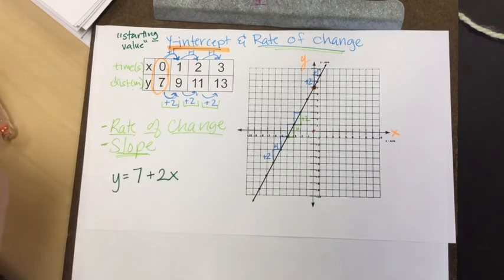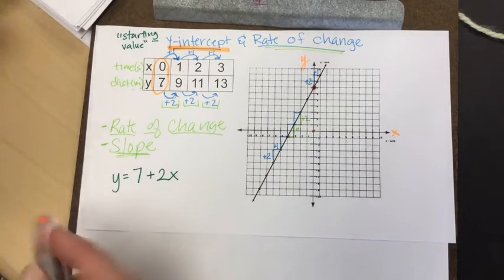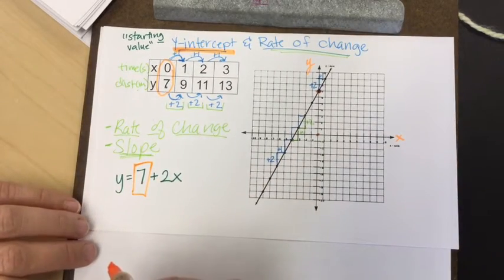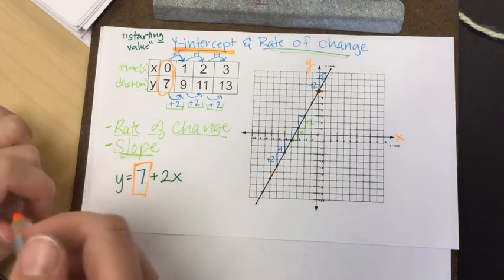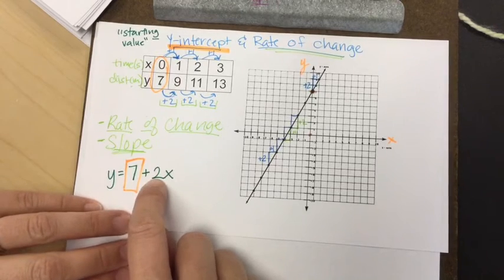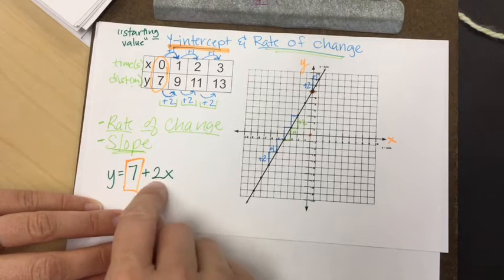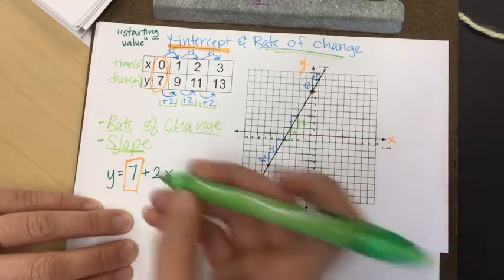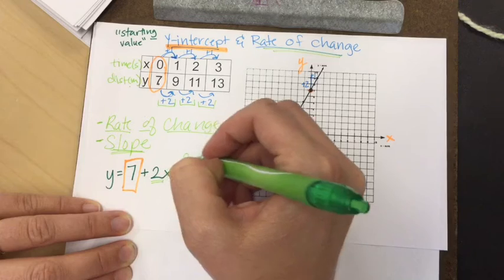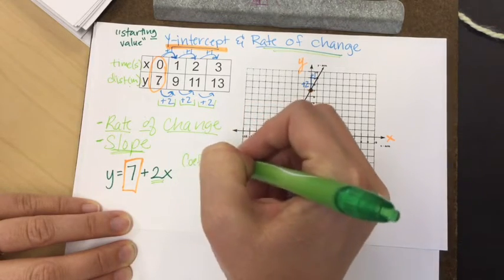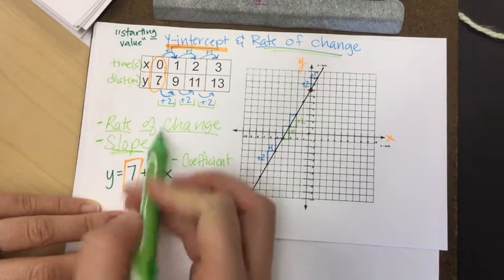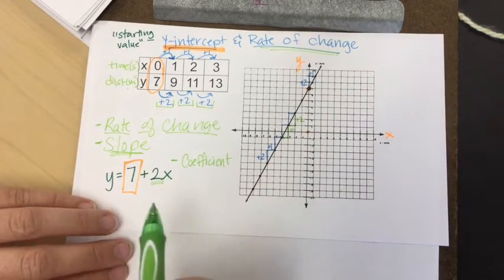Okay, so in linear situations, this starting number, the y-intercept, just stands by itself. And this number in front of the x, the 2, is our slope or our rate of change. And anytime there is a number in front of a variable, we call that a coefficient. So the name that you need for that is the coefficient. And that represents, of course, the rate of change or the slope.